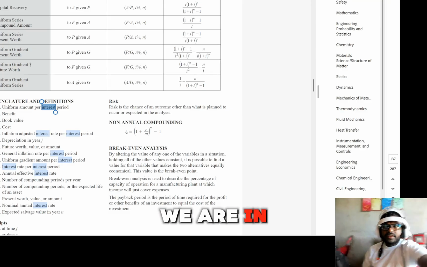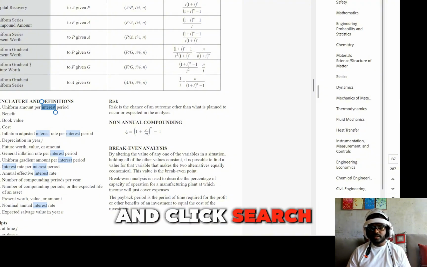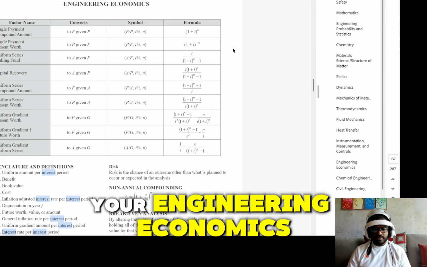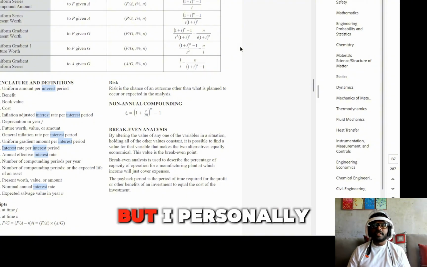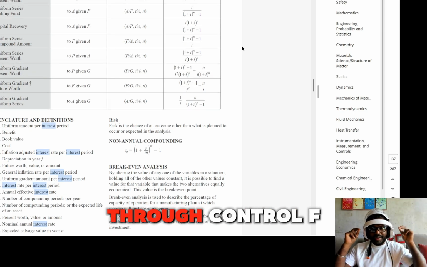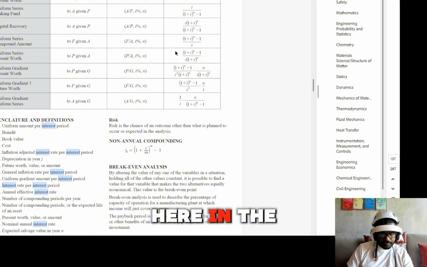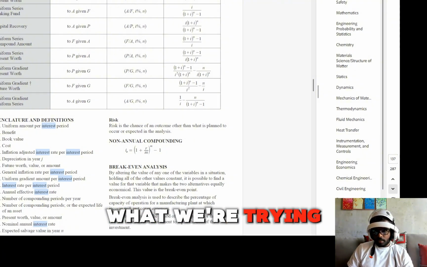Now we are in our FE reference manual. We simply type interest in your search button and click search, and you'll come to this particular page of your engineering economics. It's page number 131 for those of you who directly want to come over here, but I personally don't prefer to remember stuff. I directly want to navigate it through Control F. Always handy.